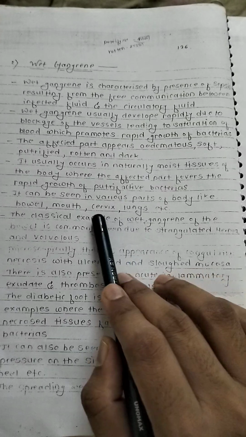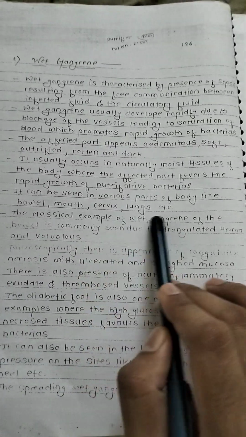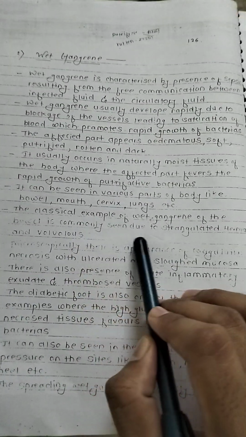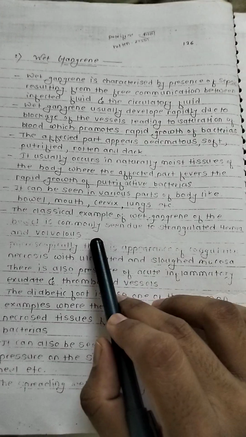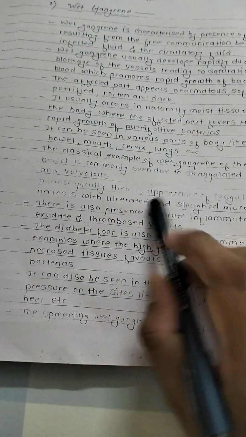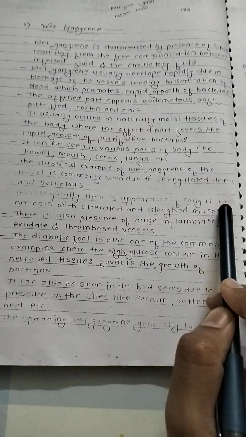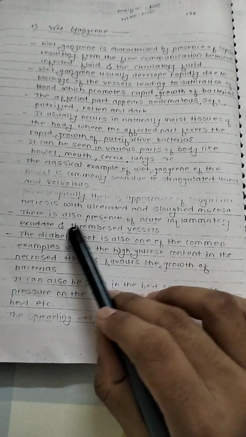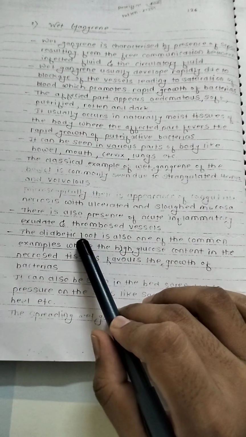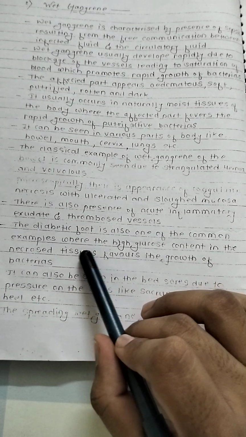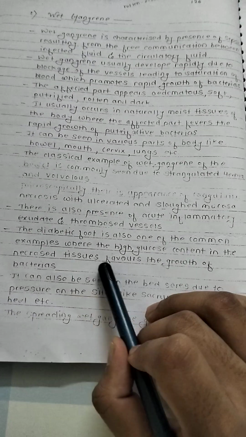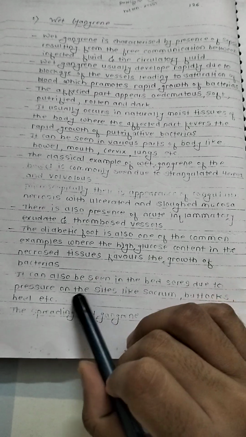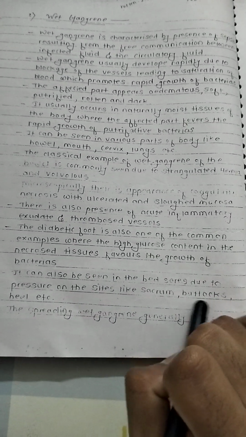It can be seen in various parts of the body like bowel, mouth, cervix, lungs, etc. The classical example is wet gangrene of the bowel, commonly seen in strangulation and volvulus, with coagulative necrosis, ulcerated and sluggish mucosa. There is also presence of acute inflammatory exudate and thrombosed vessels. The diabetic foot is also one of the common examples, where the high glucose content in necrosed tissue favors growth of bacteria. It can also be seen in bed sores at sites like the sacrum, buttocks, etc.